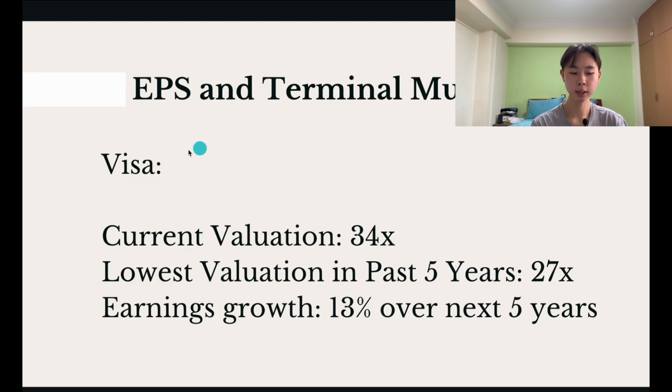Next one is Visa. So Visa's current valuation is around 34 times. Its lowest valuation in the past 5 years was just a few months back. It was around 27 times. And then the earnings growth over the next 5 years is at around 13% EPS growth.